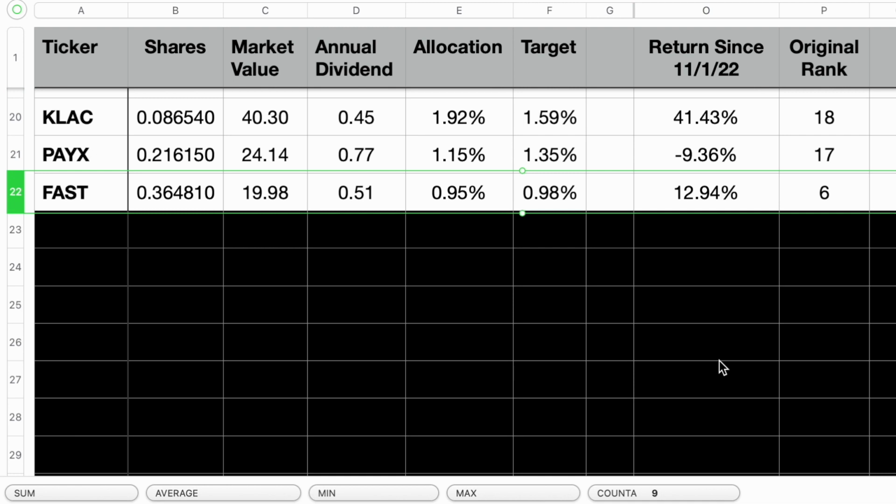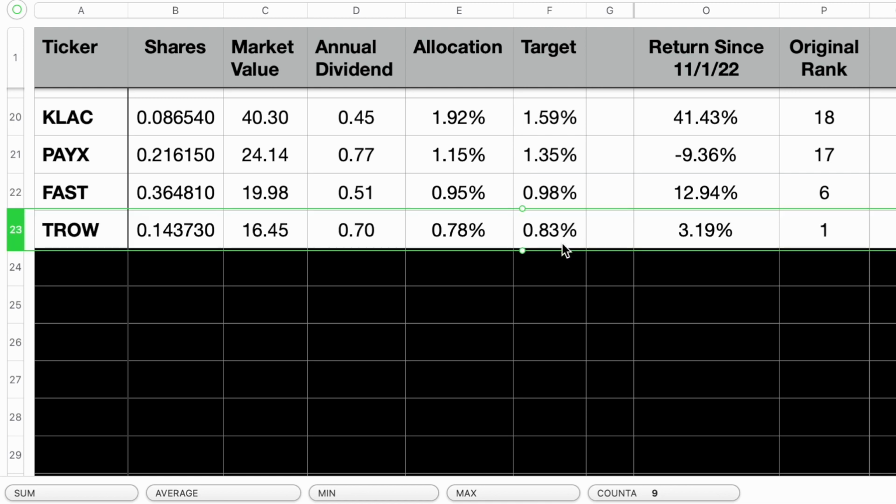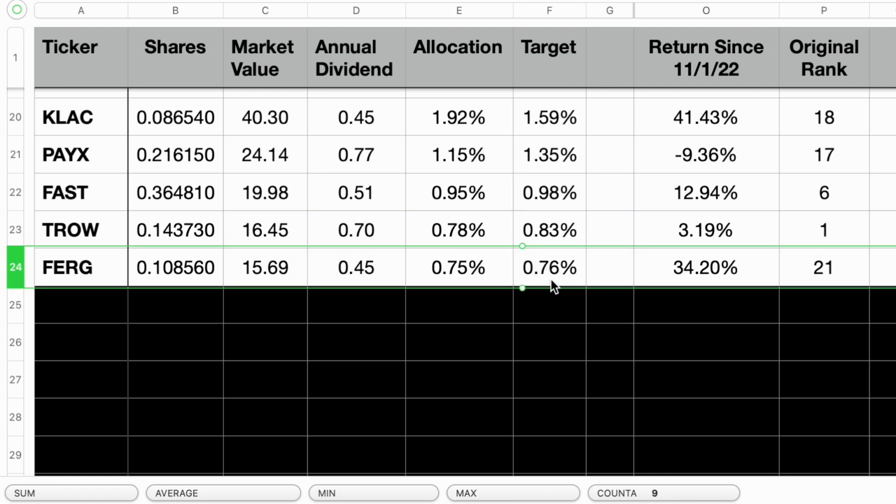Number 21 is Fastenal, that started with a 0.98% allocation and is up 12.94%. Number 22 is T. Rowe Price Group, that started with a 0.83% allocation and is up 3.19%. Number 23 is Ferguson plc, that started with a 0.76% allocation and is up 34.2%.